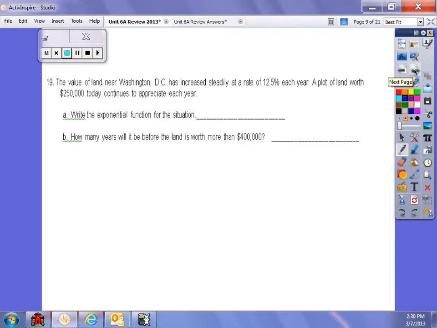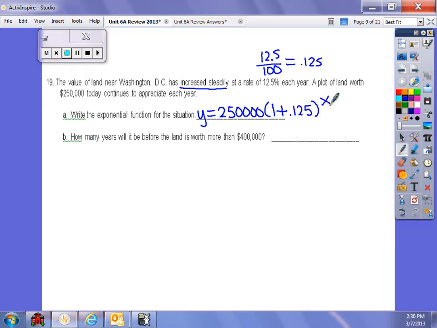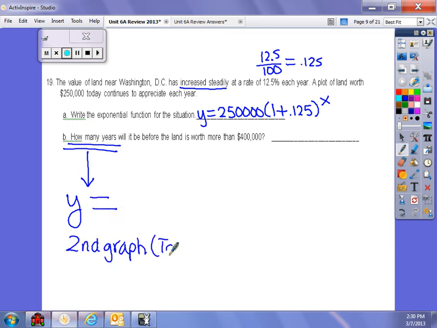Okay, here we're talking about the value of land. So we're going to say $250,000 times 1, and it's saying that it's increasing, so 1 plus, and take that 12.5 and divide by 100, and you get 0.125 to the x. Now they said how many years. Whenever you see that, you know that you're going to be going to your y equals, and you'll be looking at your second graph, which represents your table.